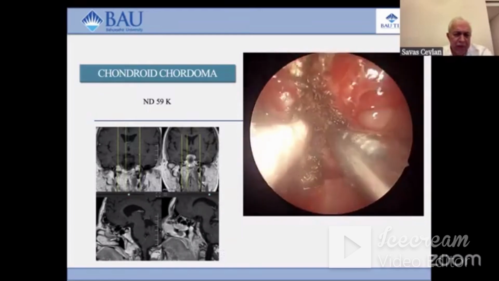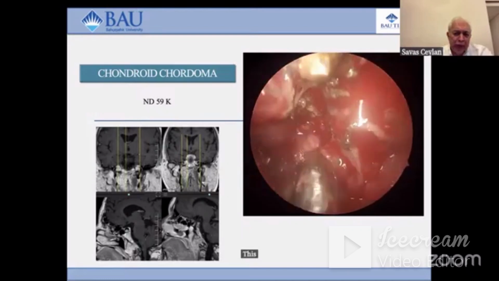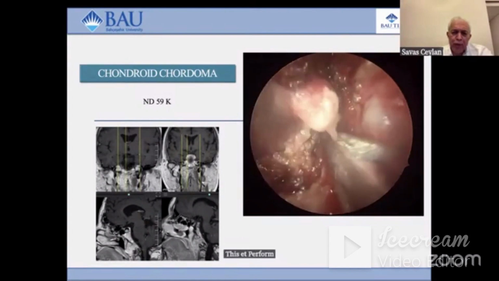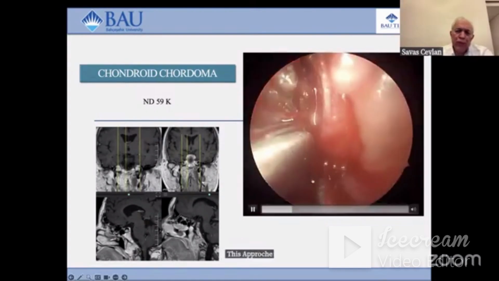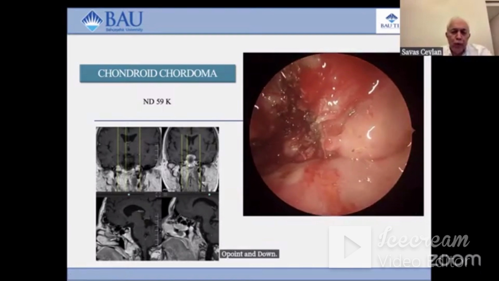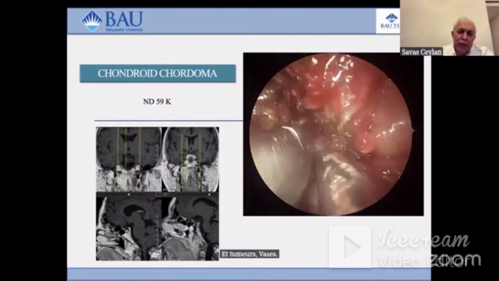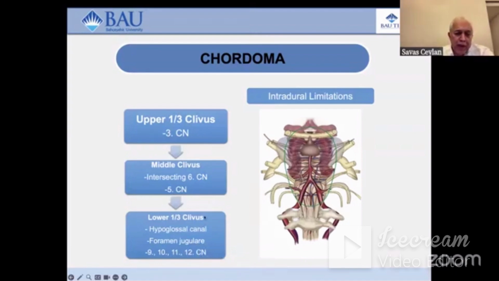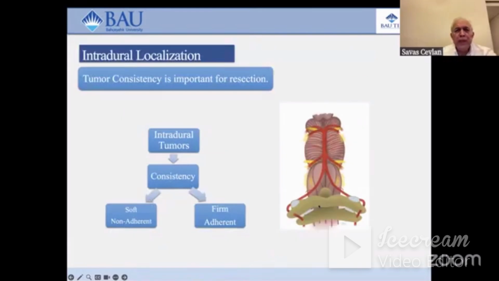The other case is one of the last cases. This is a firm, very hard tumor, so we performed a transodontoid approach. We explored the tumor capsule, the capsule was opened, and then the tumor was removed intracapsularly. For intradural tumors, the limitations are the lower clivus, the hypoglossal canal, and the foramen jugulare laterally, and the medulla oblongata inferiorly. In this tumor, consistency is important for resection.